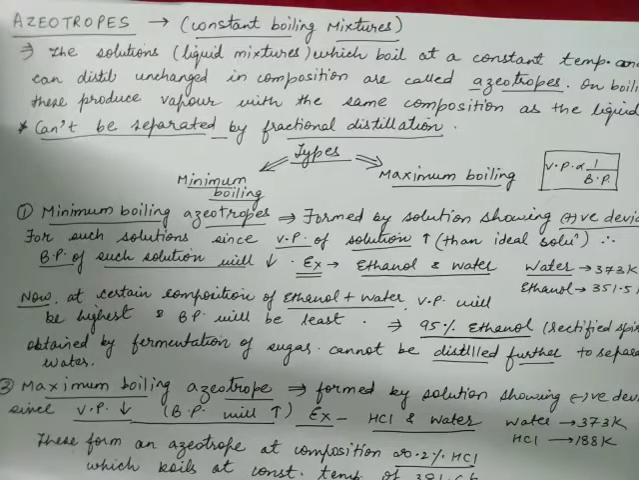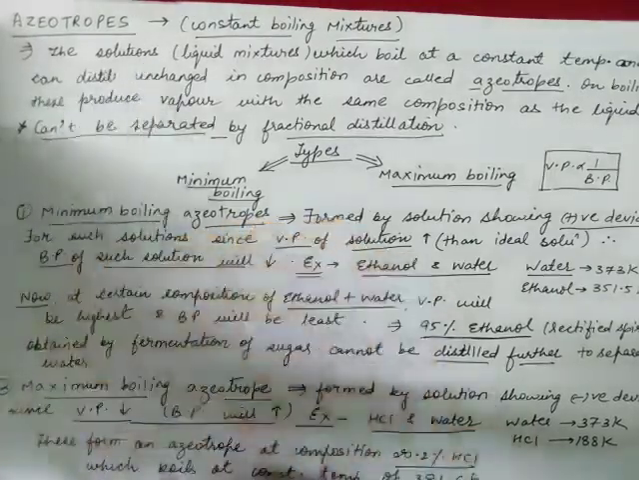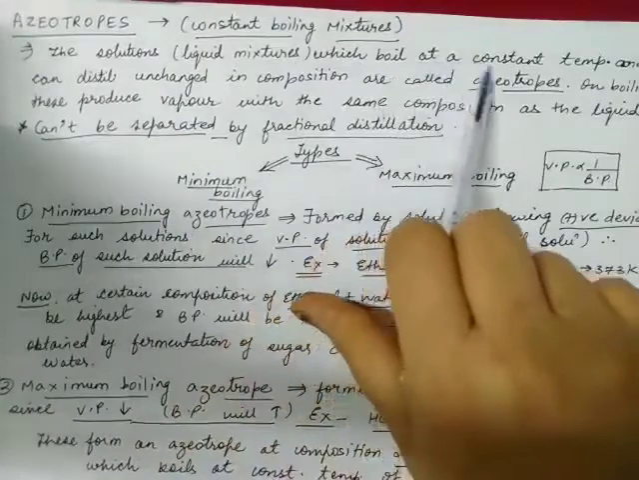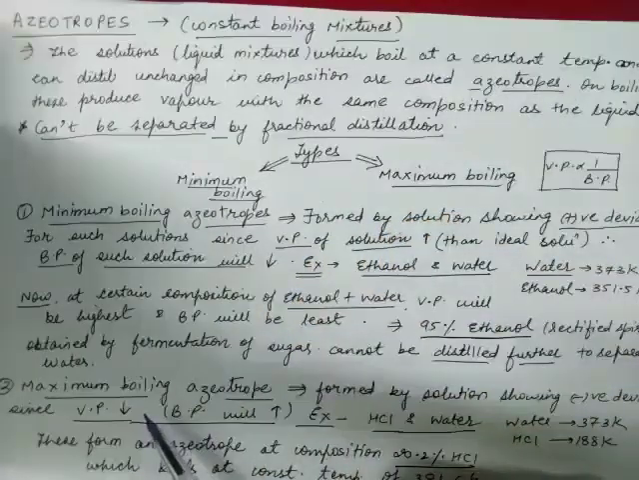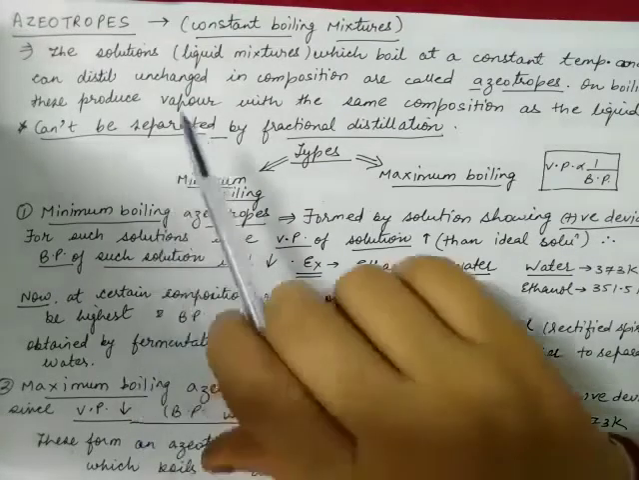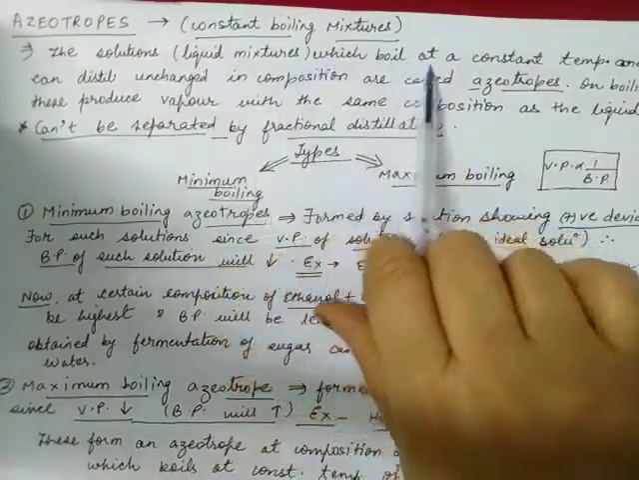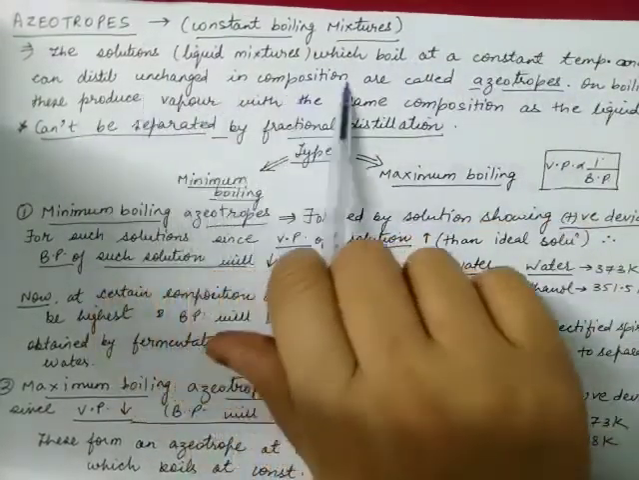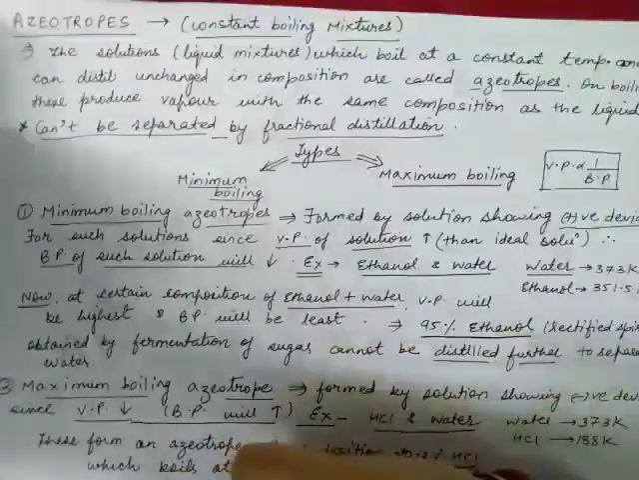But what are azeotropes? Azeotropes are solutions. They are also liquid mixtures, but they boil at a constant temperature. So both the liquids boil at a constant temperature, and since the two liquids boil at constant temperature, we cannot separate the azeotropic mixture by the process of distillation. So the solutions which boil at a constant temperature and can distill unchanged in composition are called azeotropes.